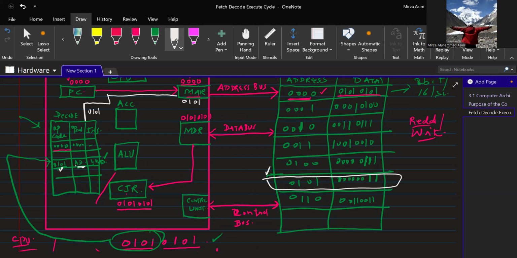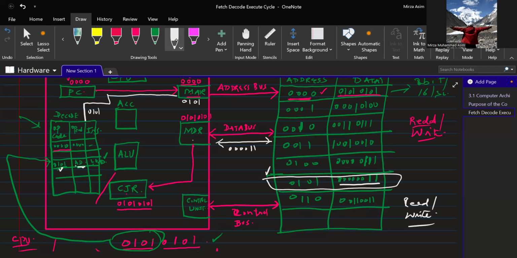Again, now the CU, the control unit, finds out whether this requires a read operation or a write operation. So again, it's a read function. So the control unit sends the read signal to the memory. So that is the address, 00000011. So that will be copied to again 00000011. That will be copied to MDR.